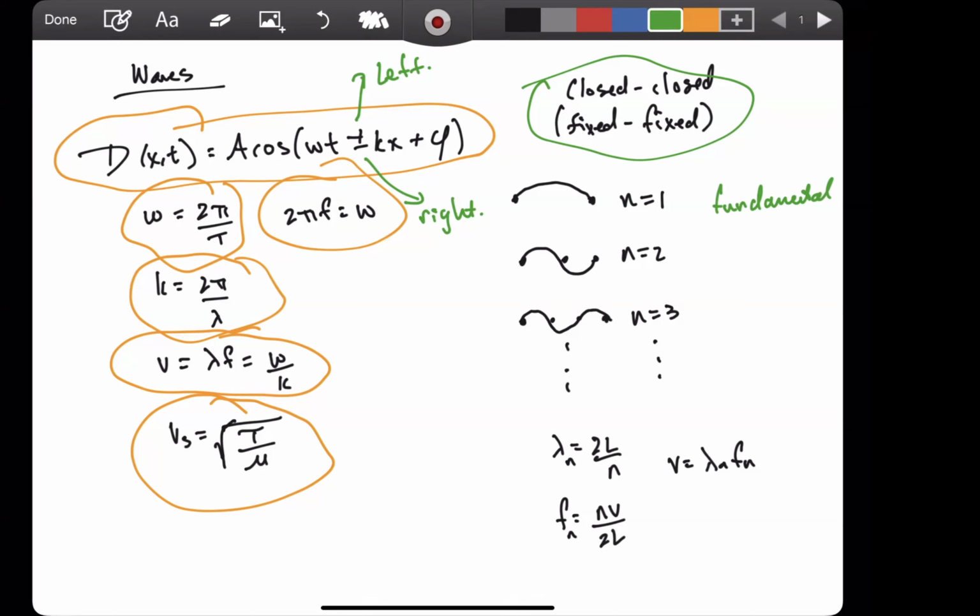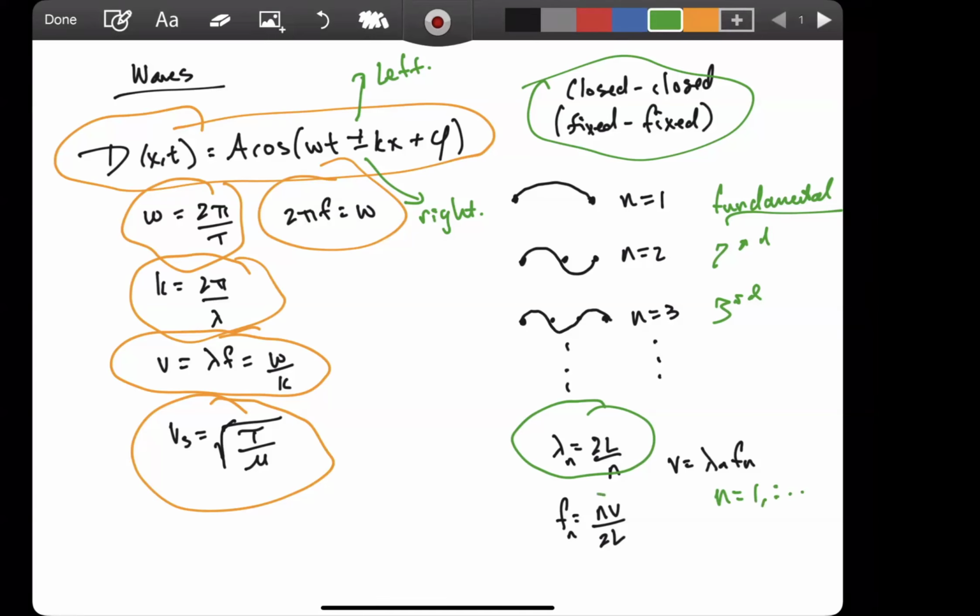So following that down, what we get is the wavelength for the nth harmonic. Again, we have the fundamental, which is n equal to 1. This would be our second harmonic, and then our third harmonic, and so on. That's the wavelength for each one, which is twice the length divided by the harmonic. And n here is going to go from 1 all the way out to infinity.